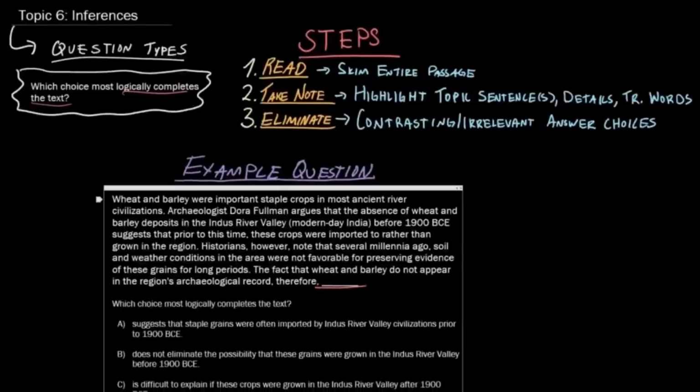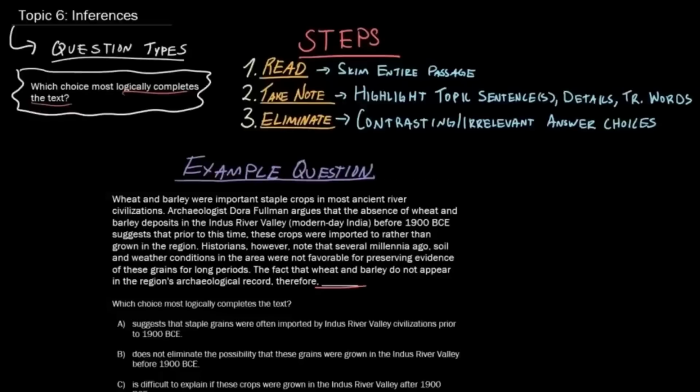So the first thing is you want to skim all of the passage. Don't read every single word. Just kind of look over it and take note of which words are either details or transition words, as we covered in topic 5. And make sure if you see a topic sentence like this one, usually the first sentence, wheat and barley were the most important staple crops in most ancient river civilizations, definitely take note of that too.